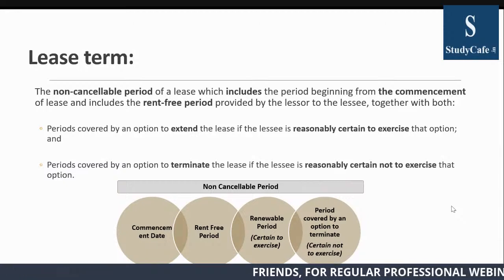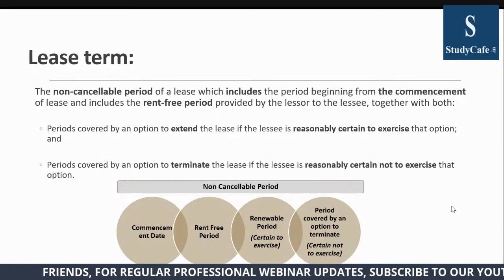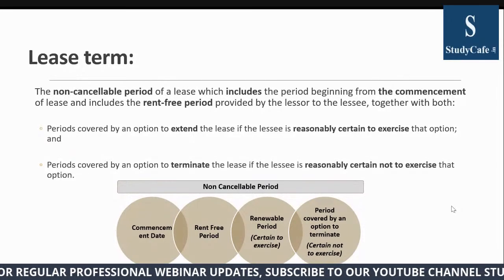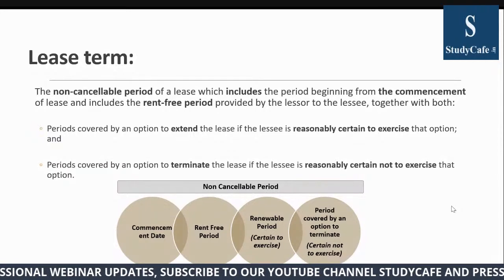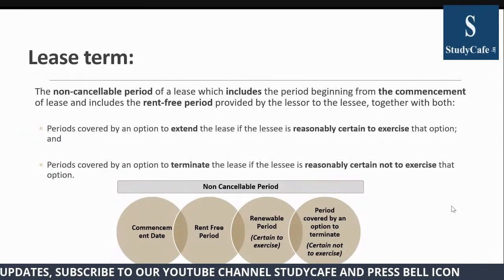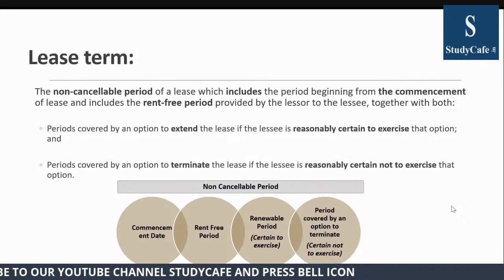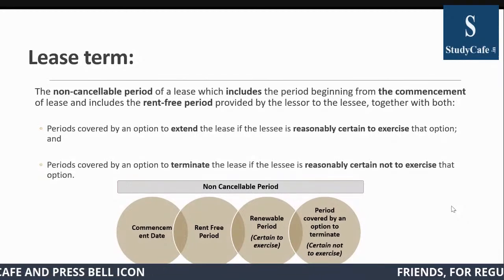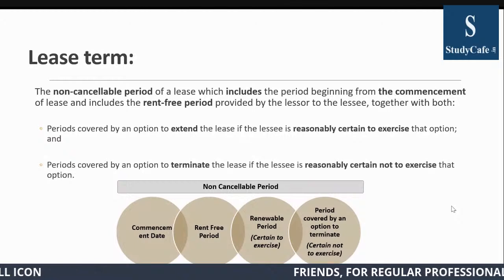That the lessee is not going to exercise the termination option. If that is the case, then we will include the period covered by the option to terminate in the lease term. So basically, lease term is the non-cancelable period. Non-cancelable period means the period which is enforceable, right?